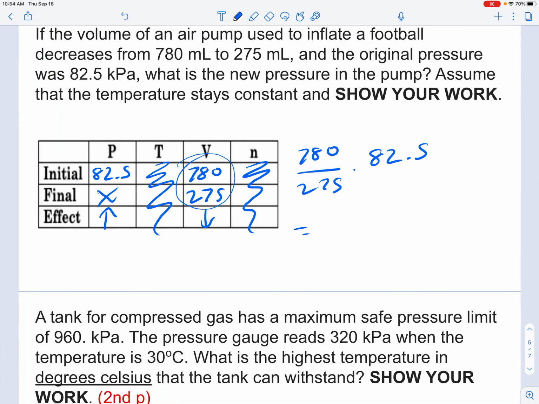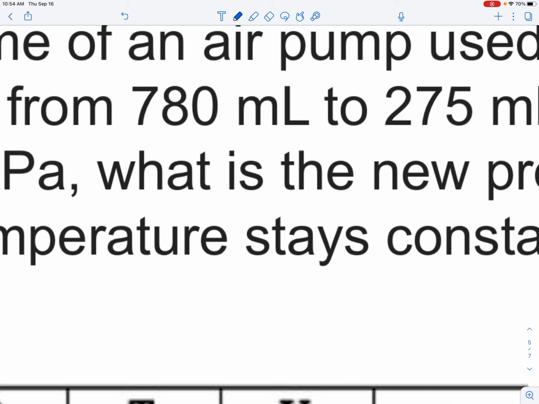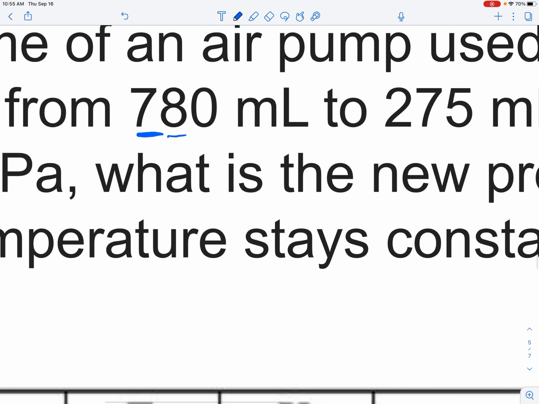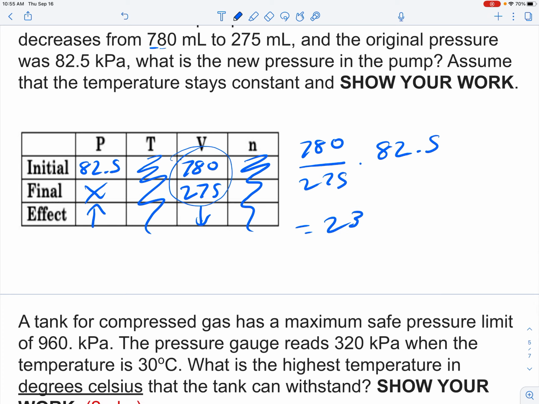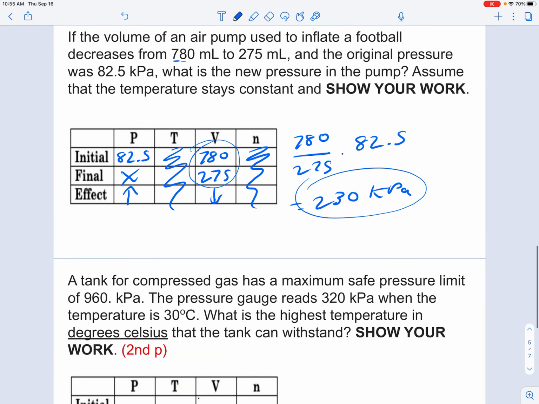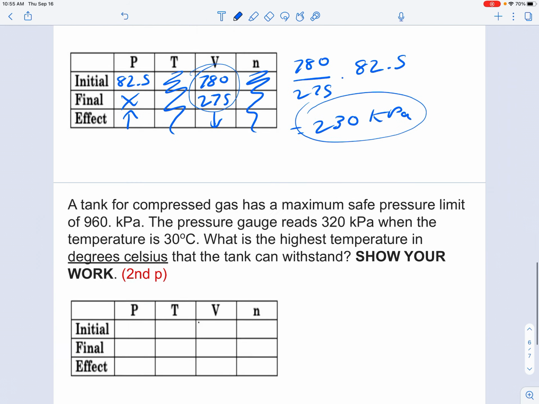But 234 has actually got three significant figures. 780 is going to limit us to two significant figures. So 234, if we round it, is going to change to 230. That's our final answer. So it's going to be 230 kilopascals. In the test, you've got the same problem but with different numbers, and this is how you work it.